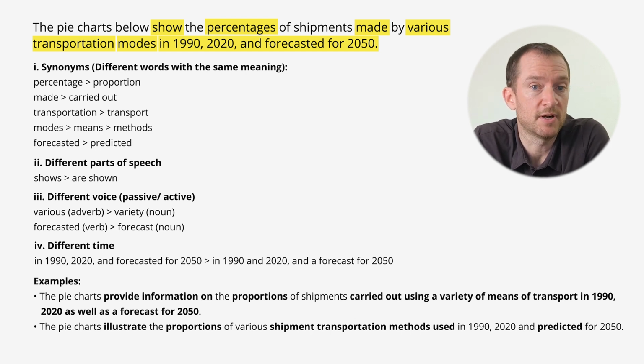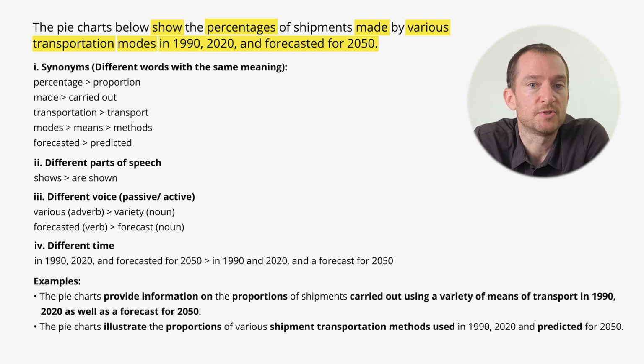In terms of different parts of speech, we could use the noun variety instead of the adverb various. If we say shipments made by a variety of, it has a very similar meaning. We could also use the noun forecast instead of the verb forecasted. When changing the time period, we could use the noun forecast instead of the verb forecast.